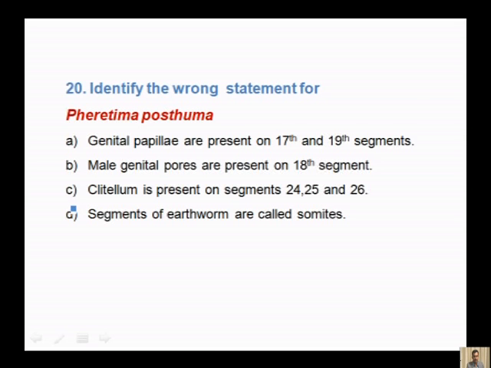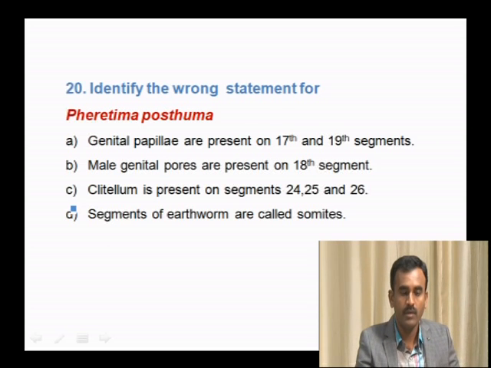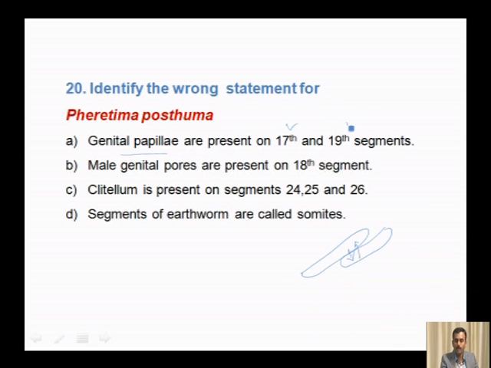Identify the wrong statement of Pheretima posthuma, or common Indian earthworm. The genital papillae are present on the 17th and 19th segment. Genital papillae help in the adhering of the animal at the time of copulation, to hold the other animal at the time of gametes transfer. The first statement is correct. Look at the second one.